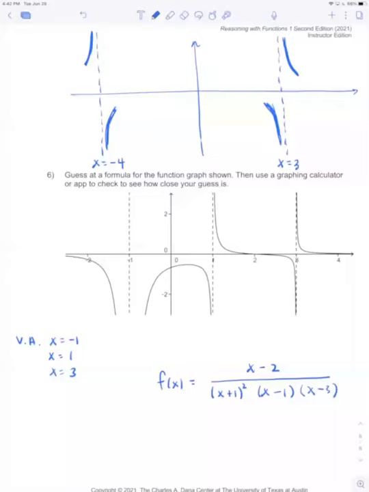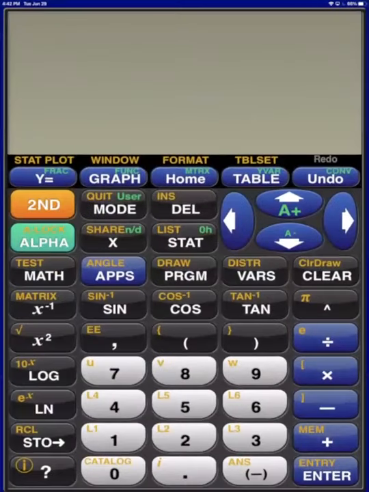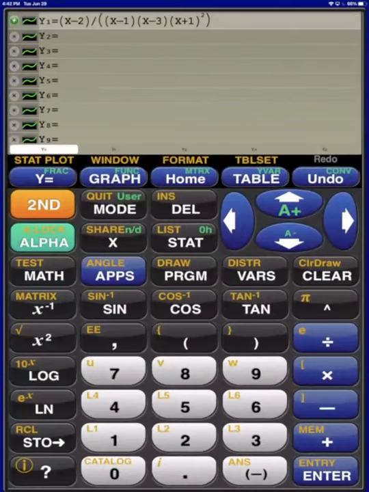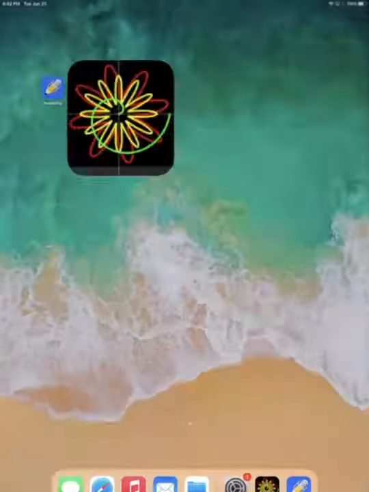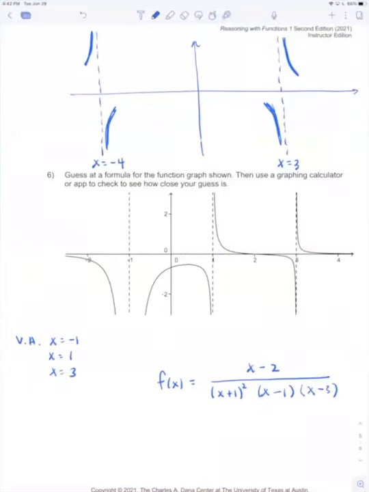Okay, so if we go to our calculator one more time, we enter this in. I have it on the y1 line and graph this, and that looks pretty close to what we had. Go back here, and that is the end of this video.